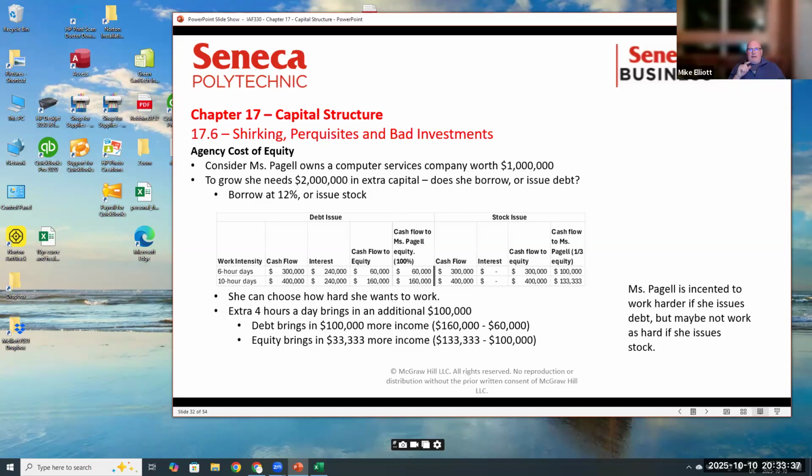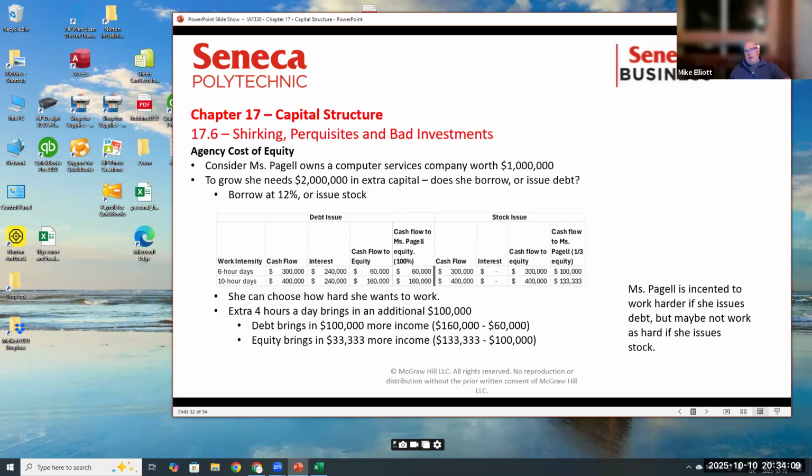In a curious way, Ms. Pagel is incented to work harder if she issues debt than if she issues equity. Now, there's a bunch of philosophical ways around this. I mean, you're playing with house money. It's not something you're worried about, blah, blah, blah. But the reality is your expected earnings are higher under leverage than they are under no leverage. That's the agency cost of equity.